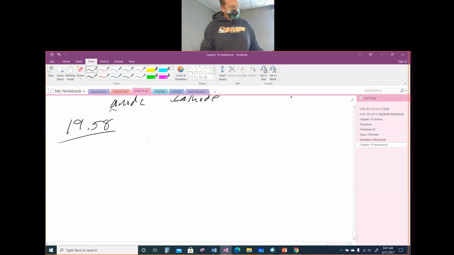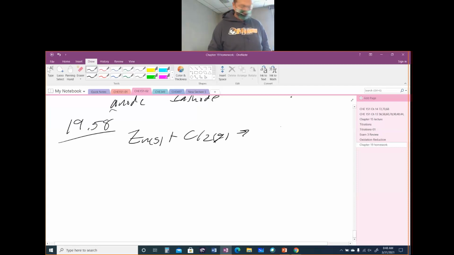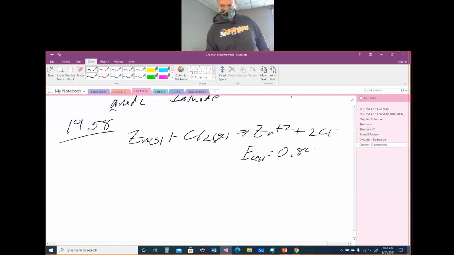All right, a particular voltaic cell operates on the reaction zinc solid plus Cl2 gas yields zinc plus 2 and 2Cl minus. All right, so it says giving a cell potential of 0.853 volts, calculate the maximum electrical work.